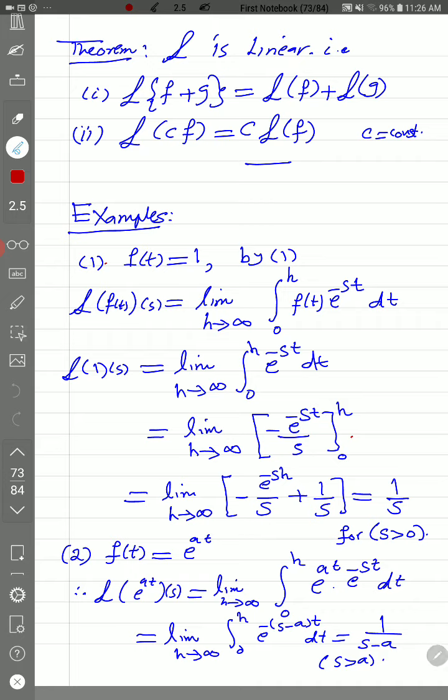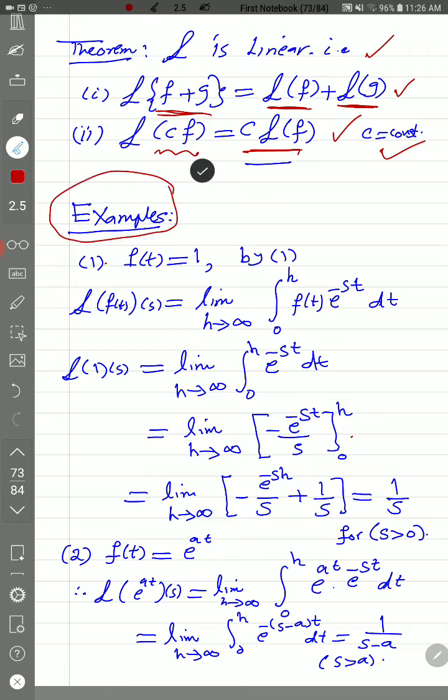Before we go to some examples, I will give you a very easy theorem. L is a linear operator, and we know what linear means, as we studied it before for the differential equation. So these are the properties of linearity. L of f plus g equals L of f plus L of g. And if you take a constant multiplied by f, you can still take the constant outside, where c is a constant. Now I'll give you some examples.